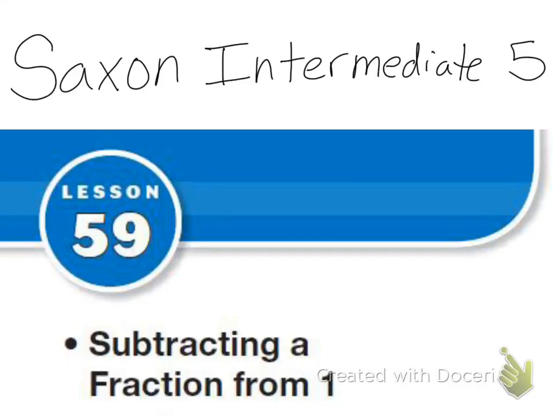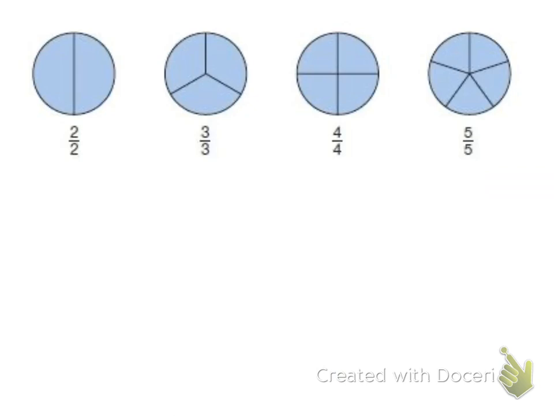Hello everyone, today's lesson is lesson 59, subtracting a fraction from 1. So I know that 2 halves make a whole, just the same as 3/3 makes a whole, 4/4 makes a whole, and 5/5 makes a whole. So I can see that all of these amounts equal a whole pie, okay?